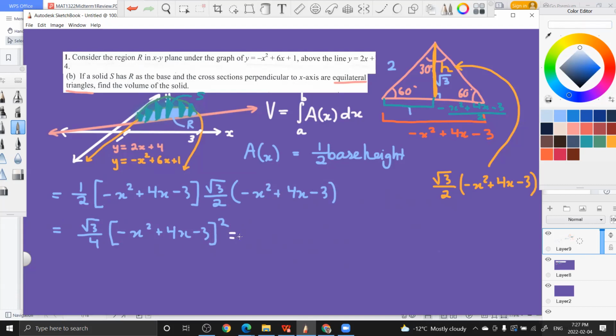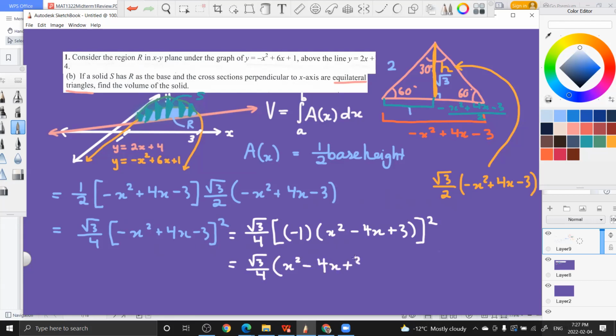And then we can take out the minus 1. Square root of 3 divided by 4 times negative 1 times x squared minus 4x plus 3. This is equal to the square root of 3 over 4 times x squared minus 4x plus 3 to the power of 2. Okay, so good so far? Can I erase up here so I can have more space? Okay.